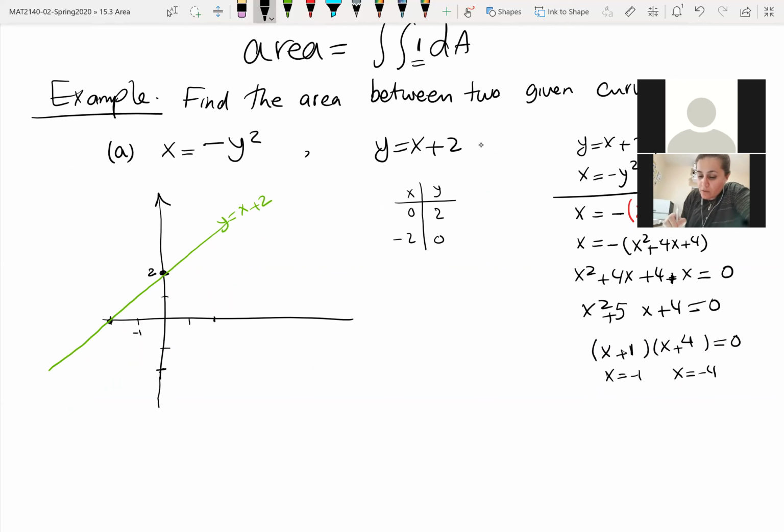So negative 1, and then negative 4. Okay, and then what's the graph of x equals y squared? x equals y squared goes this direction. Since it's negative, x equals negative y squared goes the other way.